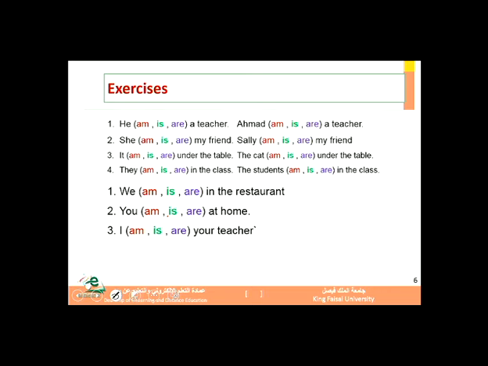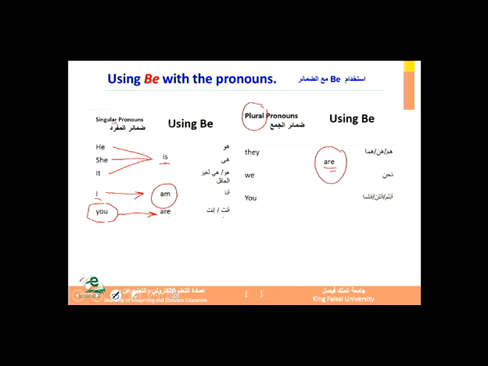This is another exercise that shows us how to change the verb to be, whether am, is, are, depending on what type of subject we have. If we look at the first sentence, he, a teacher: he am a teacher, he is a teacher, he are a teacher. Clearly, when the subject is he, the verb to be is is. If you go back to the previous slide, you'll find that when we have one of the three pronouns, the verb to be is going to have the form is.